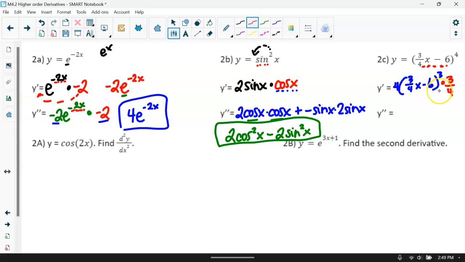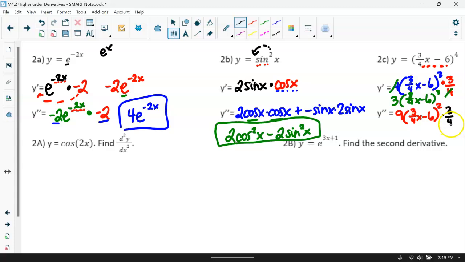So now notice we can simplify because that's 4 times 3/4. So notice how 4 divided by 4 is 1. So really, this is just 3 times 3/4 x minus 6 to the third power from simplifying. Now we can find the second derivative. Power rule again, right? So now 3 times 3 is 9 times 3/4 x minus 6, but now raised to the second power.